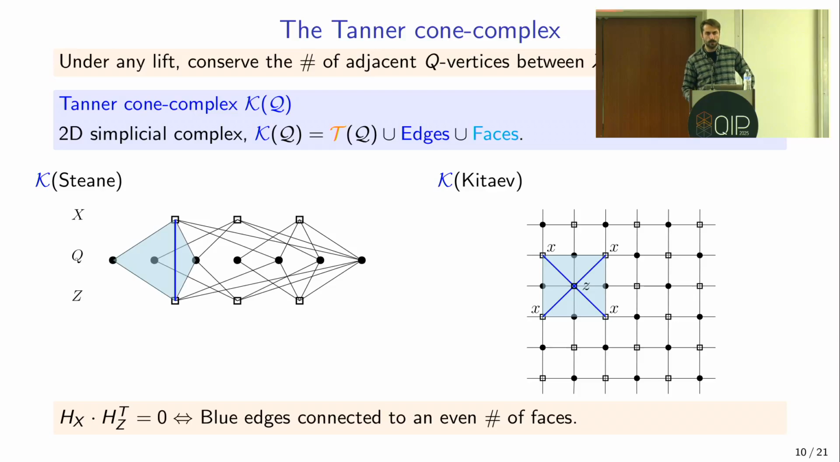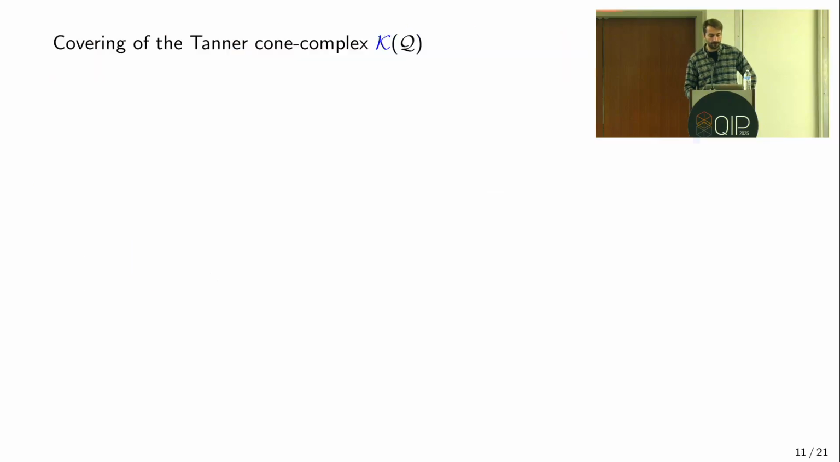And now we can reinterpret this CSS condition in terms of this complex: H_X H_Z transpose equal to 0 is really equivalent to the following. Every blue edge is connected to an even number of blue faces. And this turns out to be really important for the following.